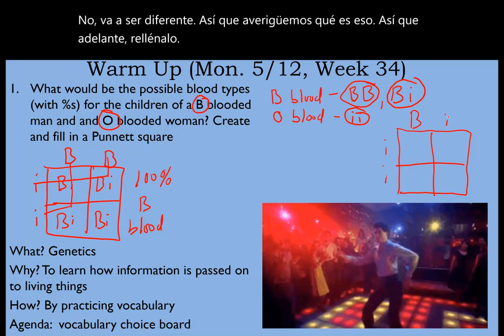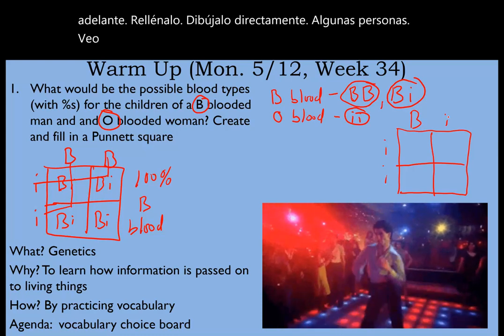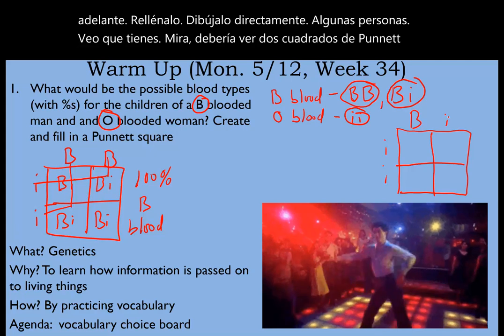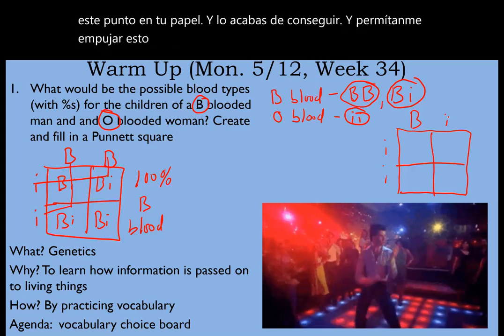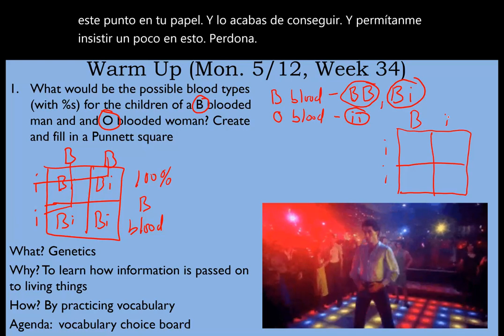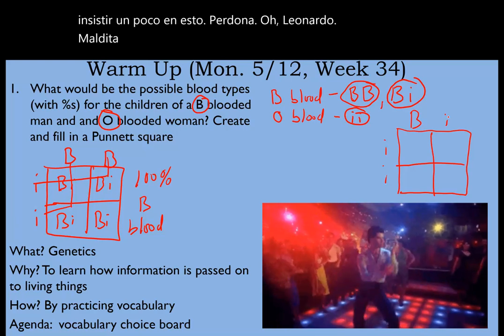I should see two Punnett squares at this point on your paper. Here, let me push this over a little bit. Excuse me. Oh, Leonardo. Dang, that doesn't want to move. Is that stuck on something?